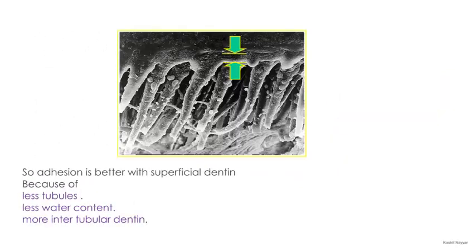So what we have understood, the bonding or the adhesion is better with superficial dentine. Why? Because we have less tubules, we have less water content, and at the same time we have more intertubular dentine, which we know that has more mineral content.